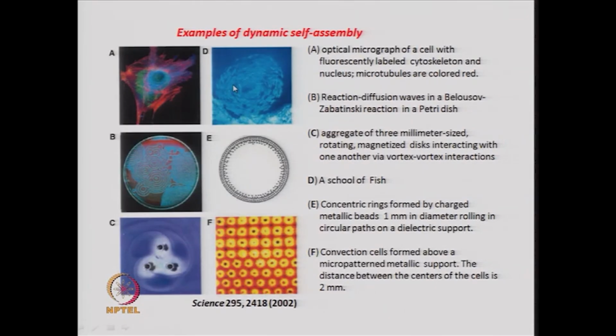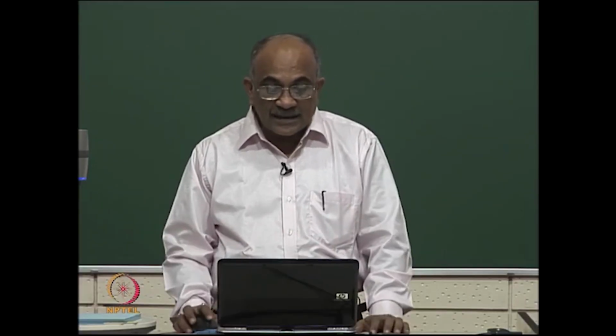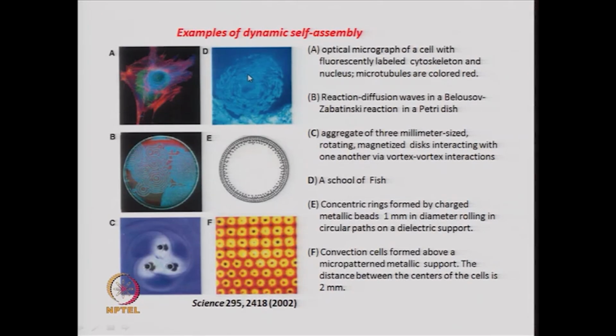This is an example which I already mentioned. It is a large number of fish in the ocean. You can see that thousands of fish will travel together, and it appears that there is some interaction between them, so that they know how to move together within the ocean, and this is again an example of a dynamic self assembly of a school of fish, and it involves again energy dissipation.